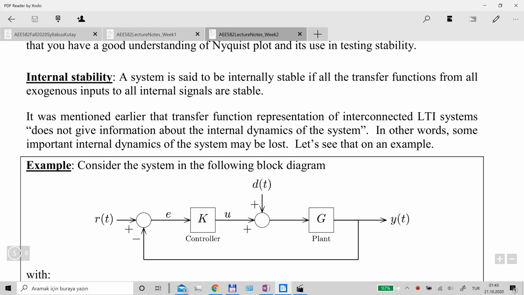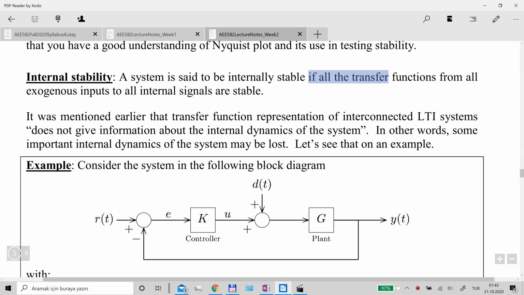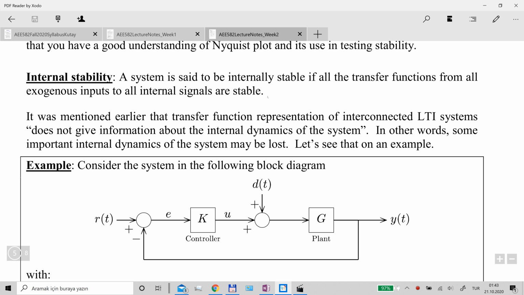A system is said to be internally stable if all the transfer functions from all exogenous inputs to all internal signals are stable. Okay, well, this may sound a little bit redundant. You may think that, well, if I have a closed-loop system which is stable, then why should I care about anything else? Well, that is not really true. You have to pay attention to internal dynamics, as I will show here. The transfer function representation may hide some problems internally in the system.